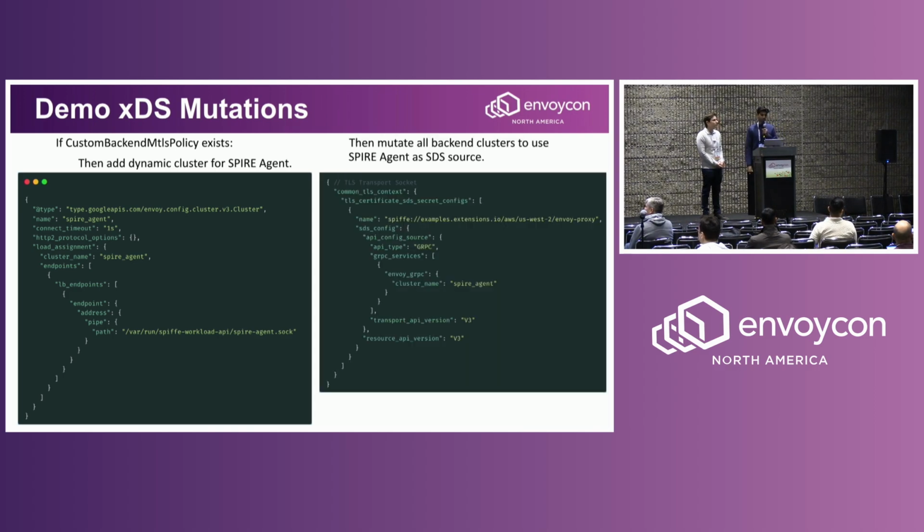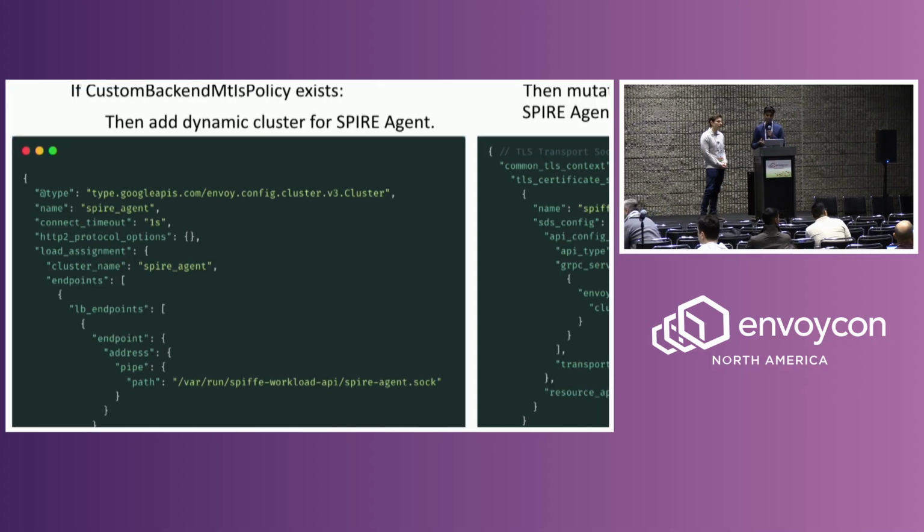Next mutation is we're going to iterate over all other backend clusters. And for each cluster, we're going to mutate the upstream TLS transport socket. So here we're adding in SDS secret config, and we're essentially telling Envoy to fetch the specific cert with the SPIFFE ID from SPIRE agent. And here the SPIFFE ID represents the Envoy proxy.